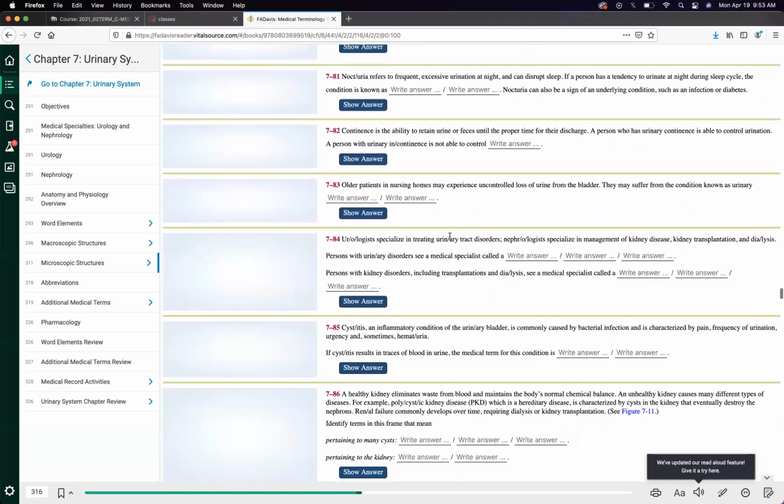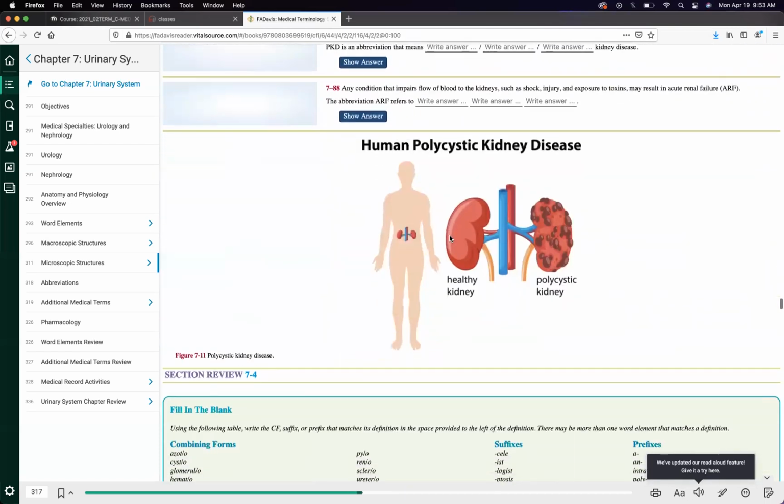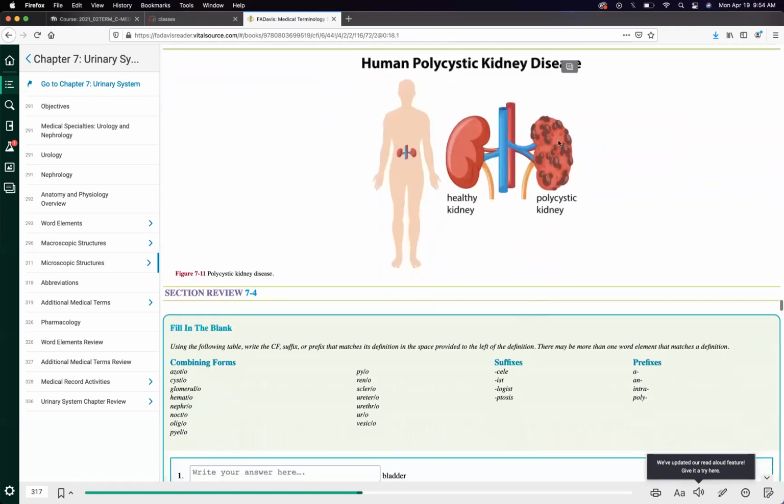Polyuria, we already talked about that. Polycystic kidney disease, right? Poly meaning many, cysts, right? Little bags of pus. That means this infection is rampant. Okay, that's never a good situation.